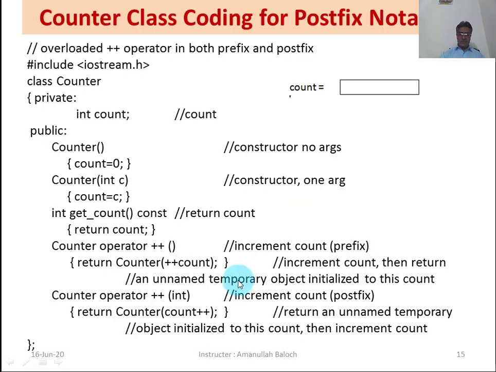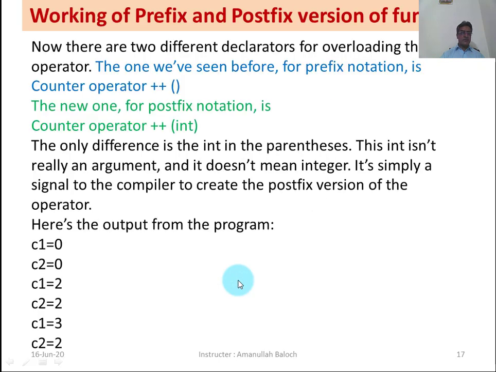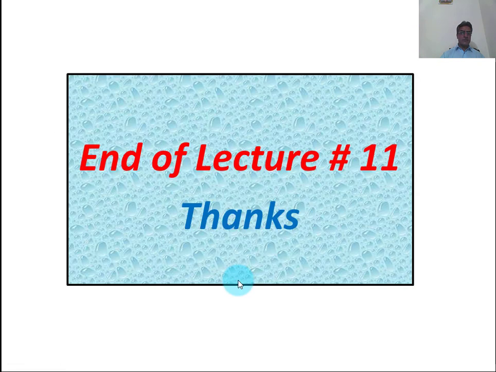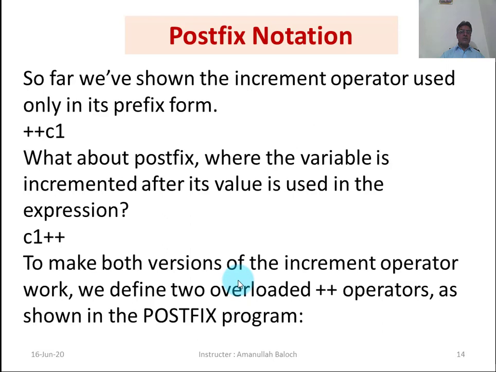Now we study postfix notation. So far we have shown the increment operator used only in its prefix form, ++c1. Now we are trying to write an object in this form, c1++. That's postfix notation. This is prefix notation, this is postfix notation.